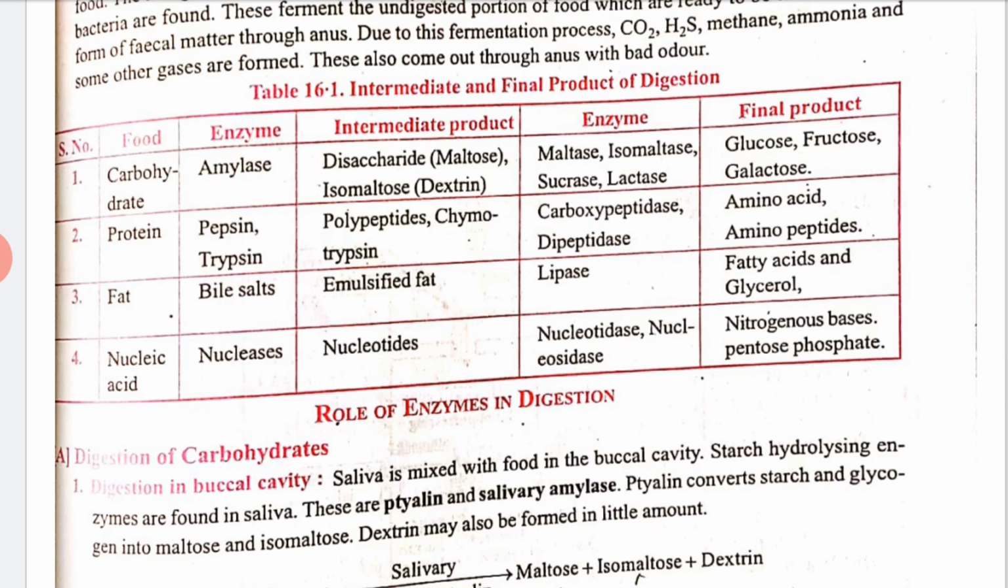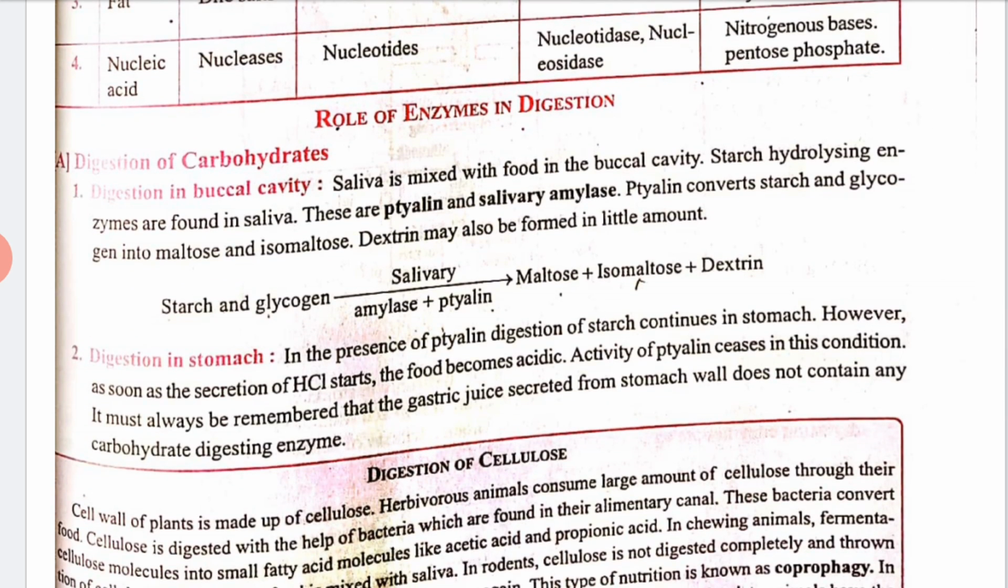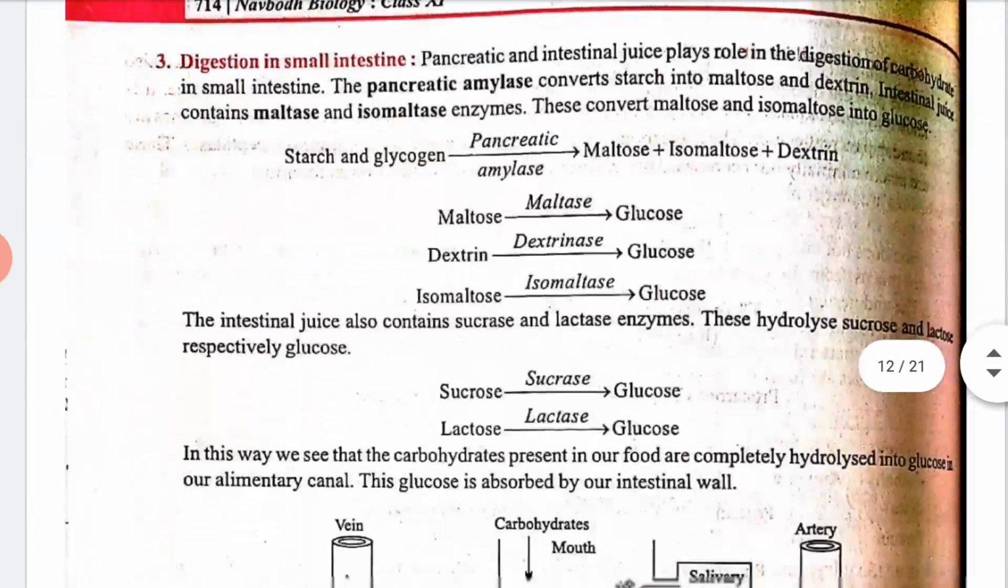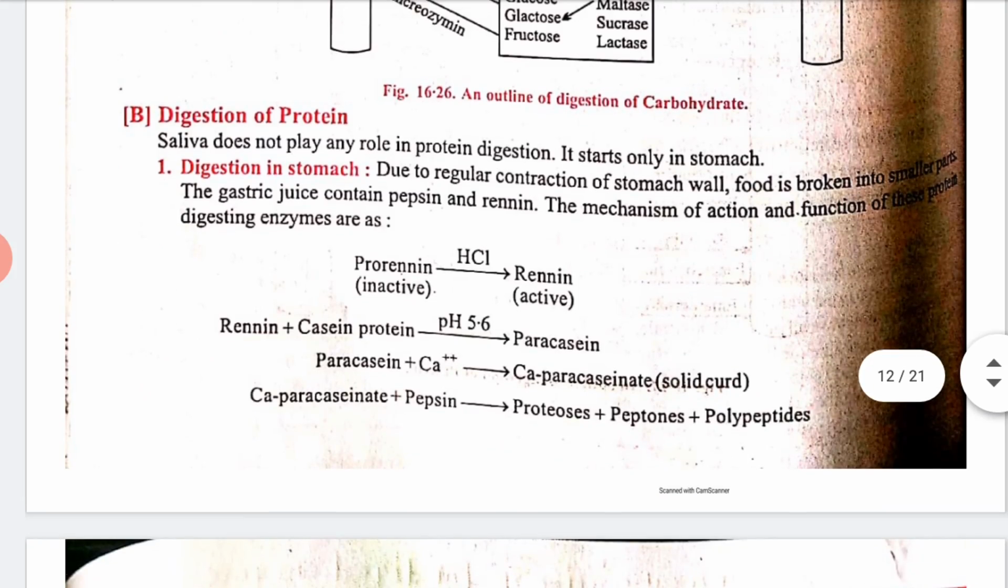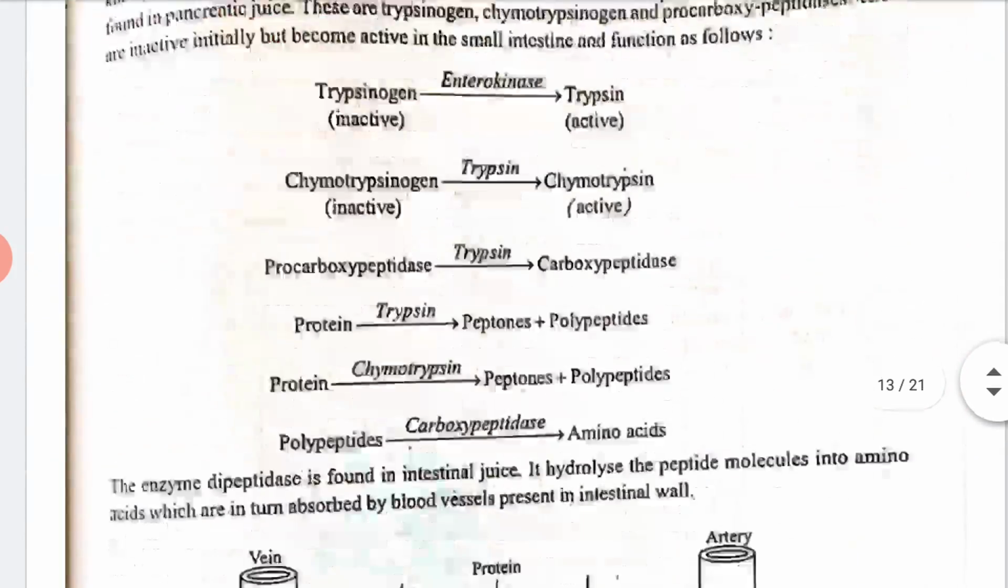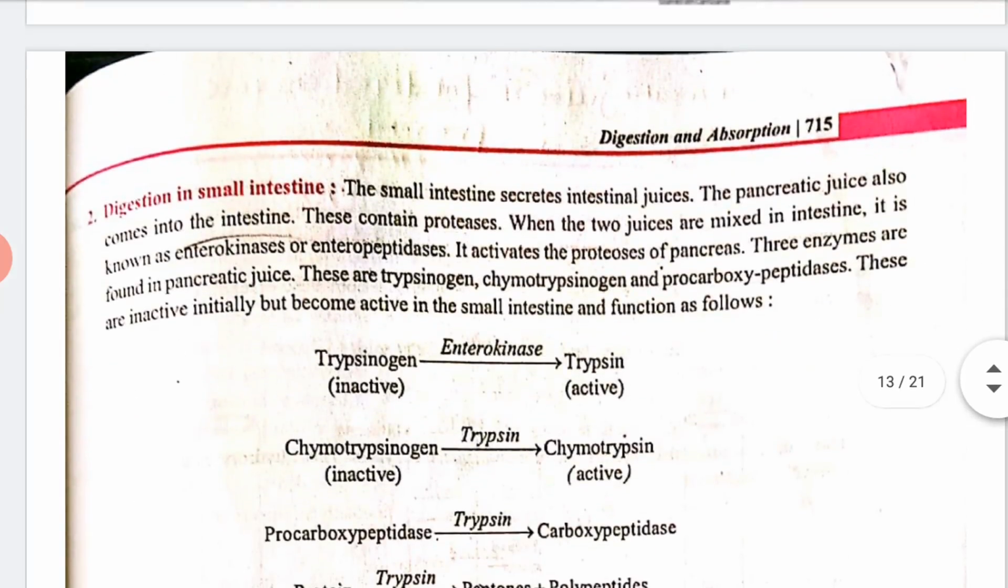And also we know the roles of enzymes in digestion. Enzymes play a very important role, like digestion in the buccal cavity is done by different types of enzymes, and digestion in the stomach is done by the secretion of HCl, which starts and makes the medium acidic. All these have a very important role. In the same way we have various types of digestion, like digestion in the small intestine, then digestion of protein, how protein gets digested, and again the process in the small intestine.